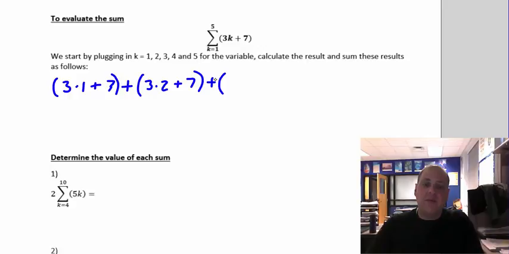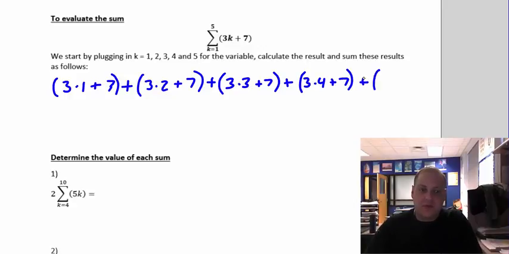Plus. Why are we adding? Because that's what sigma tells us to do. Sigma means add. It's a sum. That's the universal symbol for sum, for adding. So now it's going to be 3 times 3 plus 7, and then 3 times 4 plus 7, and then 3 times 5 plus 7. And that's where we stop, because we got to 5. As soon as we get to 5, we stop plugging in, and that's going to be our sum.